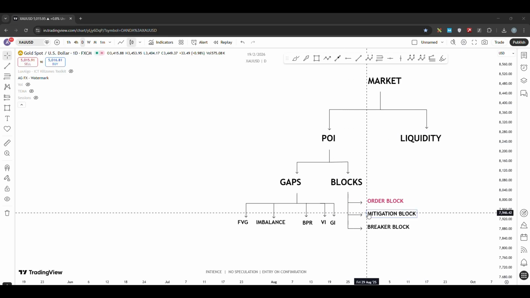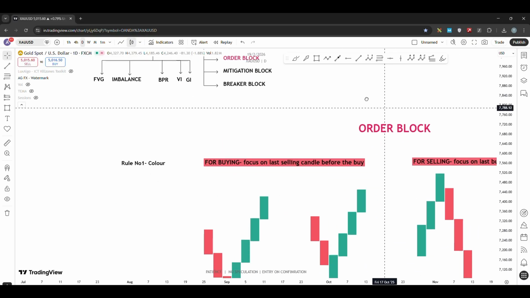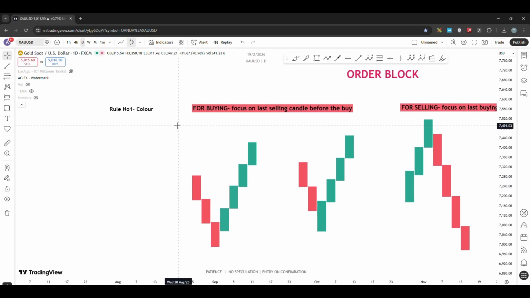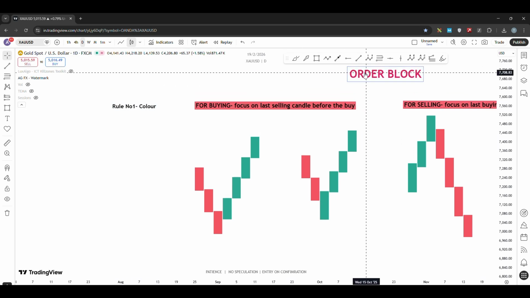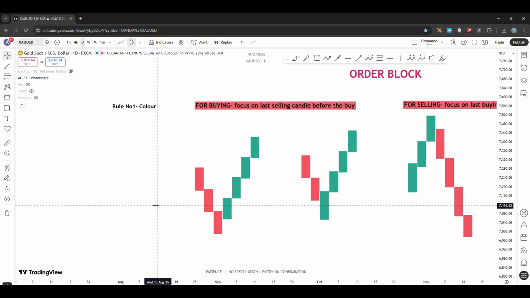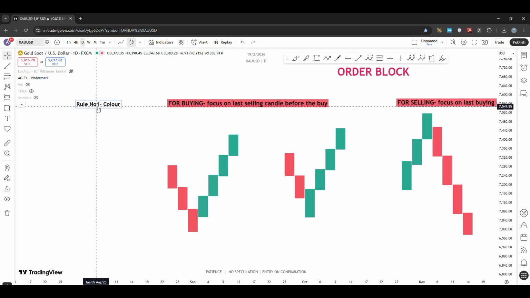Okay, so today we'll be studying about order blocks specifically, and we'll be seeing what makes a block an order block and what is a valid order block. Okay, so let's start. Okay, so here you can see there are some rules that you have to follow in order blocks, and to find those order blocks you have to follow these rules. Number one is color. Then there are some other rules as well. We'll talk about that, but first one is color.